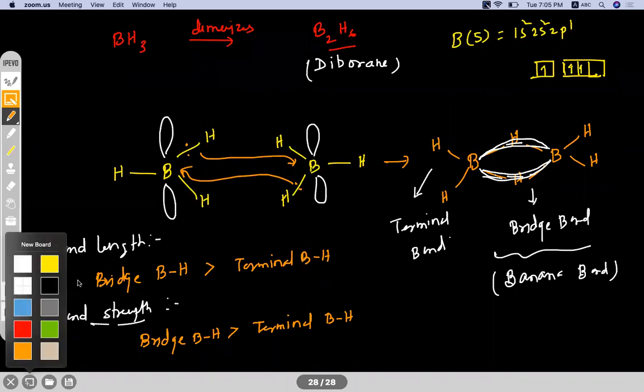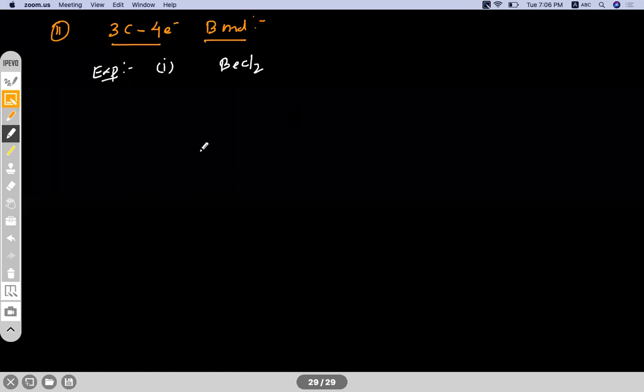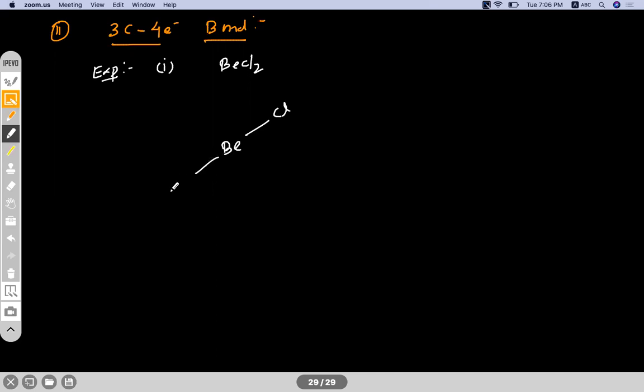So another type of bridge bond we have, the second type, is the three center, four electron bond. We have two examples in this. The first one is BeCl2. In BeCl2, if you look at the structure, beryllium is attached with one chlorine. Again, beryllium has a vacant orbital. I'm not going to draw the electronic configuration again. We have discussed it in BeH2. We have a similar configuration here.